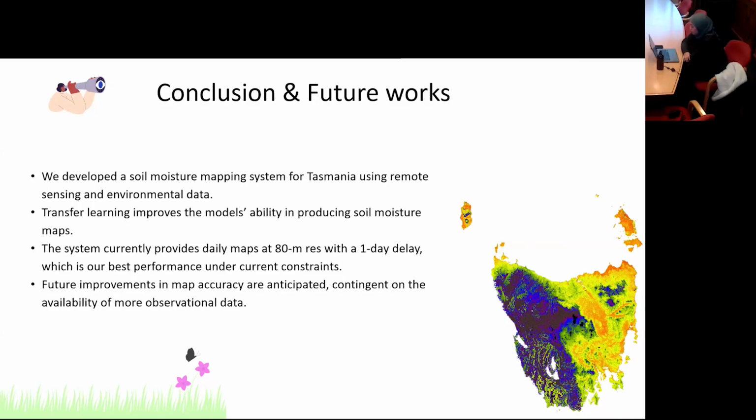So we developed the soil moisture mapping system for Tasmania using sensing and environmental data. And we proved that transfer learning improved the model's ability in producing soil moisture maps. And the system currently provides daily maps at 80-meter resolution with a 1 day delay, which is our best performance because we need time to produce the map and everything. And for future improvement, obviously if we get more data, or maybe additional probes covering the western part of Tasmania, we can improve the map accuracy that we have.